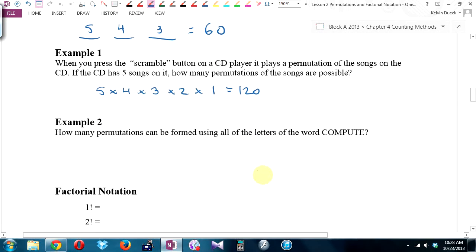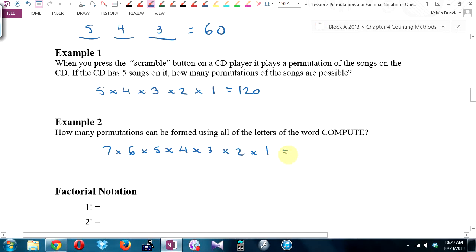How many different permutations can be formed using the letters of the word compute? How many letters long is the word compute? 7? Are all the letters different? Then you know what? This is really the same as saying, let's ditch the blanks, I think it's going to be 7 times 6 times 5 times 4 times 3 times 2 times 1, which is, don't type that in.